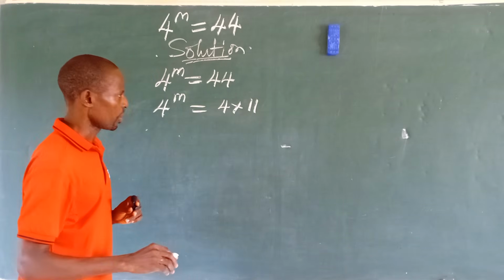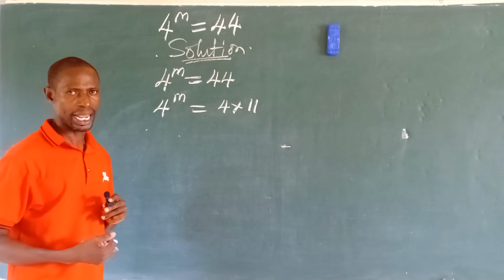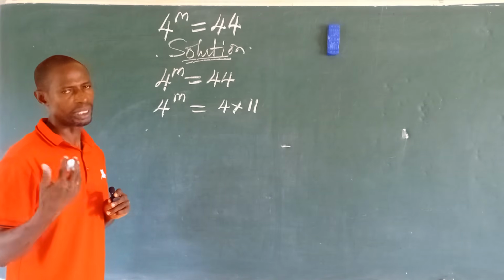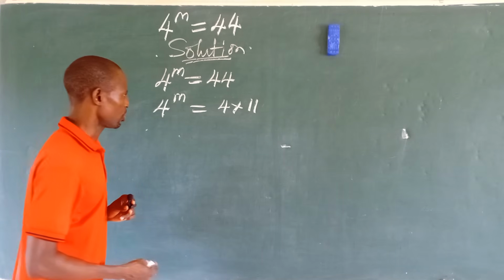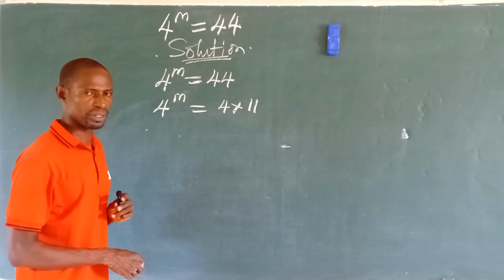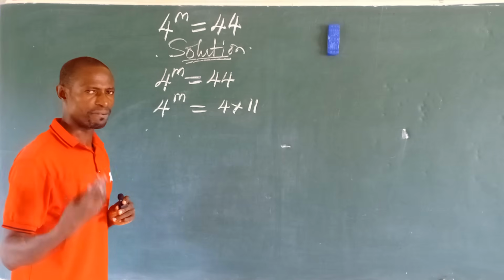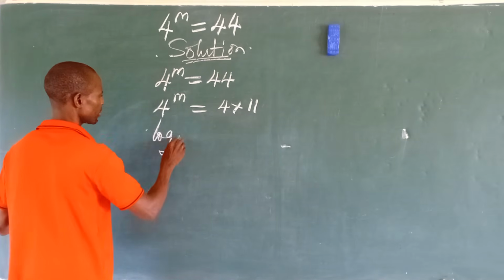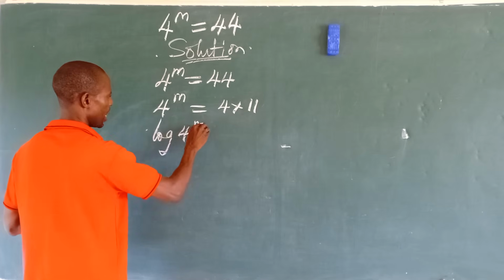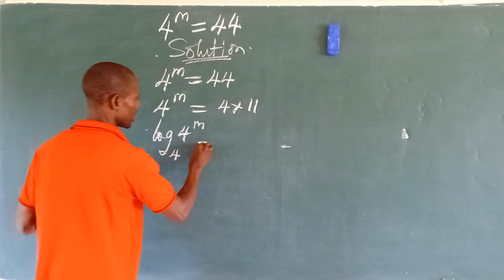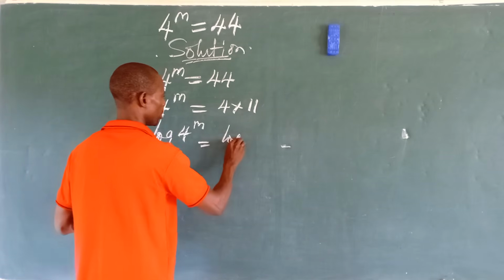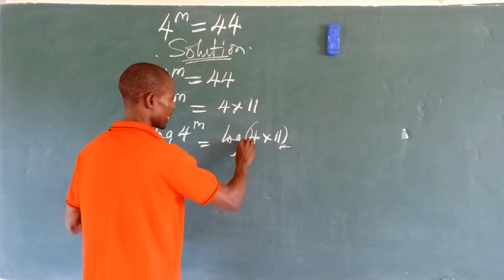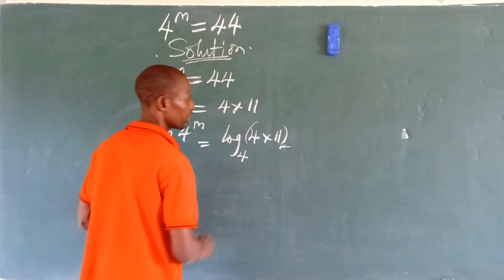So from here, we either take log to base 10 or we take log to base 4, or we can equally take ln, base e, right? Good. But here I want to take log to base 4 for faster work. So here we're going to have log of 4 to the power of m, base 4, equal to log of 4 times 11 in bracket, base 4, right?